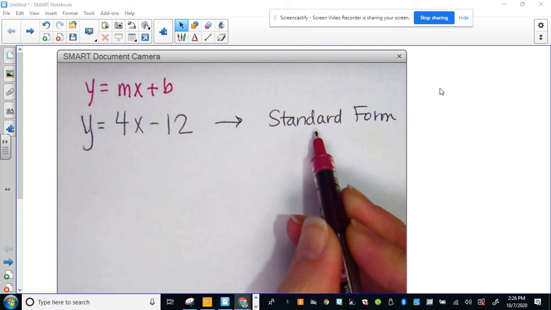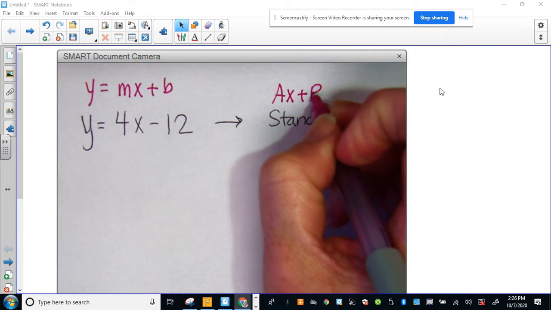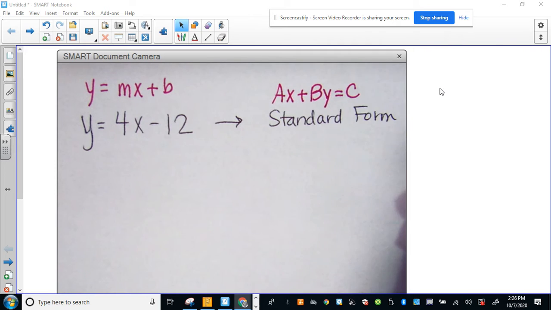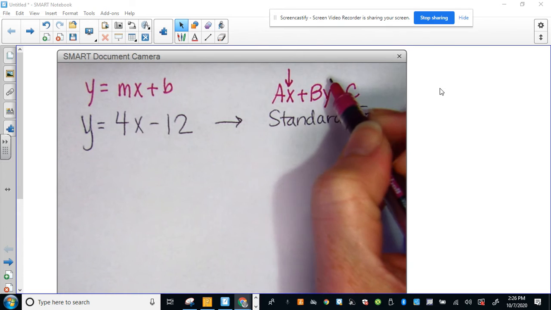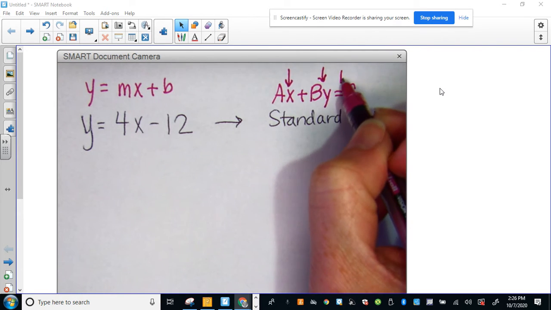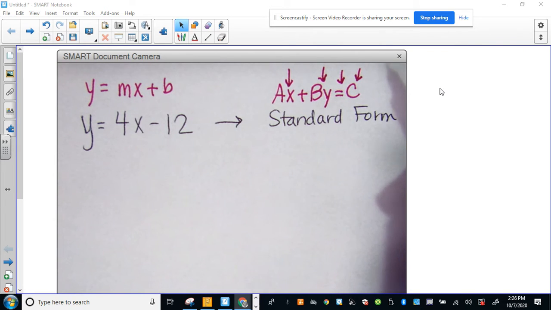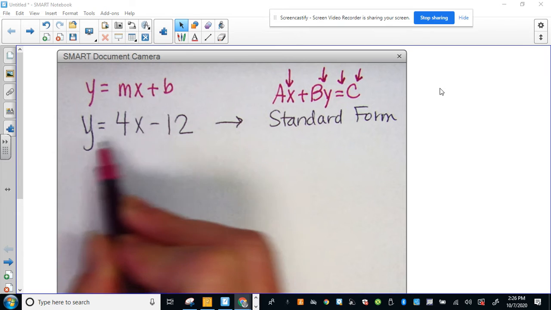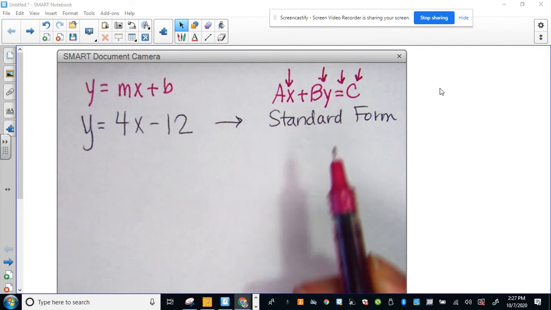12. So standard form looks like this: ax plus by equals c, where you have a number with an x plus or minus a number with a y, then your equal, and then a constant. So we have to take this and maneuver it and move it around so that the x is in the front, then the y, then the equal, and then the constant.